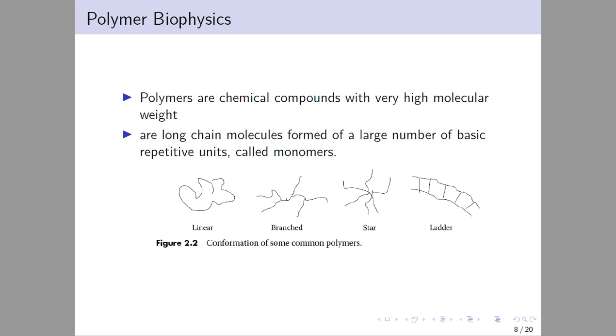So polymers are long chain molecules formed of a large number of basic repetitive units called monomers. Okay, so peptide is the monomer, polypeptide is the polymer. Here we can see the linear, branched, as in our lecture week 1, lecture number 2, I believe. So we have star, ladder, and these are also compositions of some polymers.